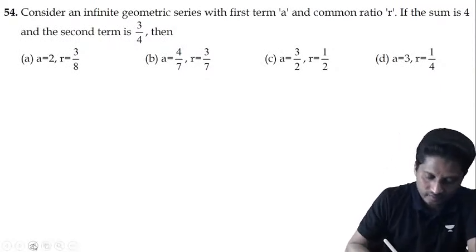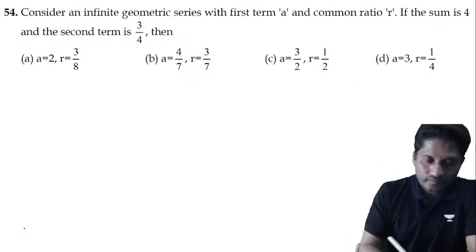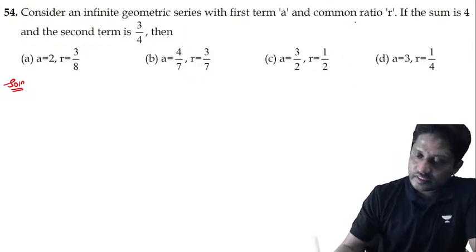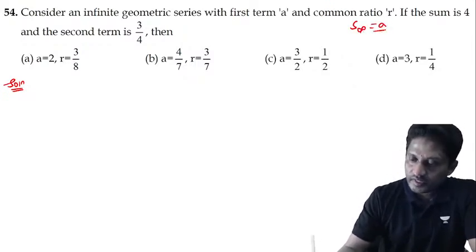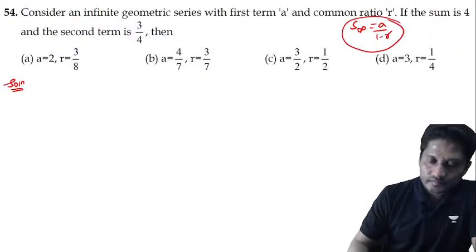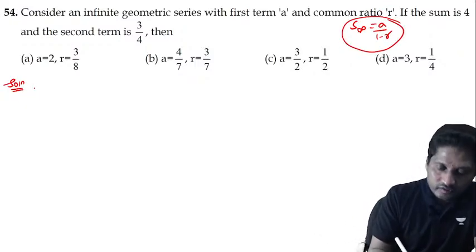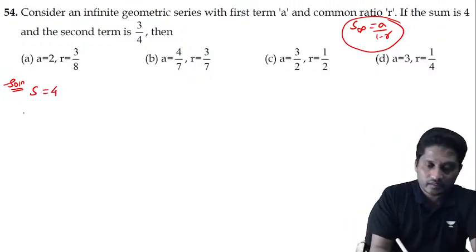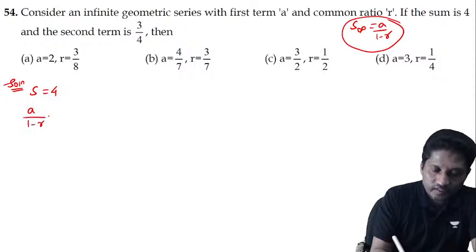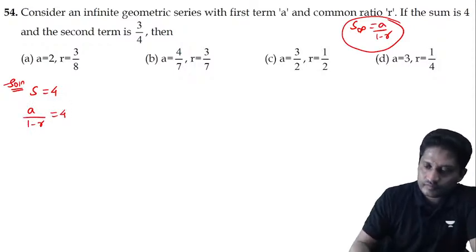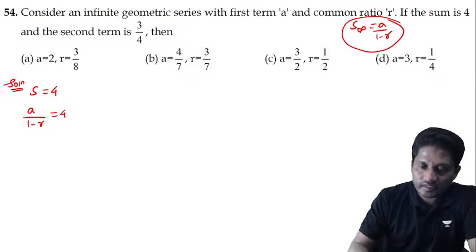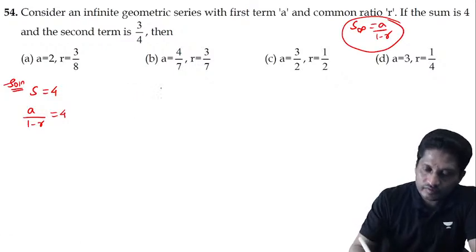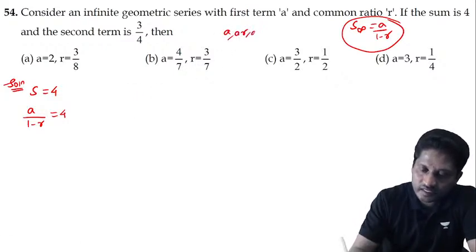Consider an infinite series with first term A and common ratio r. If the sum is 4, for an infinite series S infinity is equal to A divided by 1 minus r. Alright, so sum is equal to 4, given. So this is A divided by 1 minus r is equal to 4. It's also given in the question that second term is 3 by 4. So first term is A, second is Ar, this is Ar square and so on.